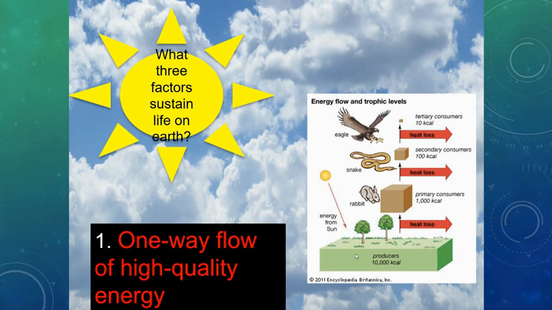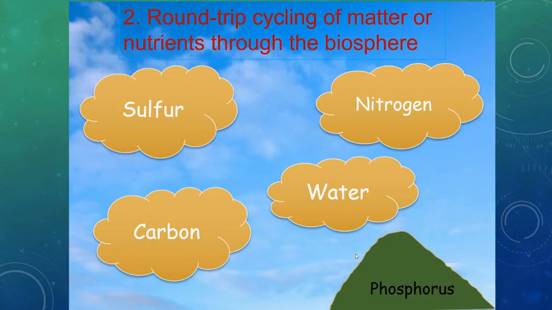The factors that sustain life on Earth: the first is a flow of high quality energy, which really just goes in one direction. Like we've been saying for the food chains, energy comes from the sun, goes to producers, then to primary consumers, secondary consumers, and then tertiary consumers. As long as the energy is flowing and it's high quality, that supports life on Earth.